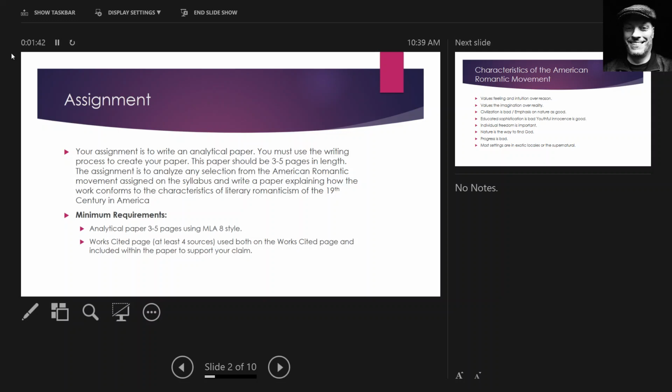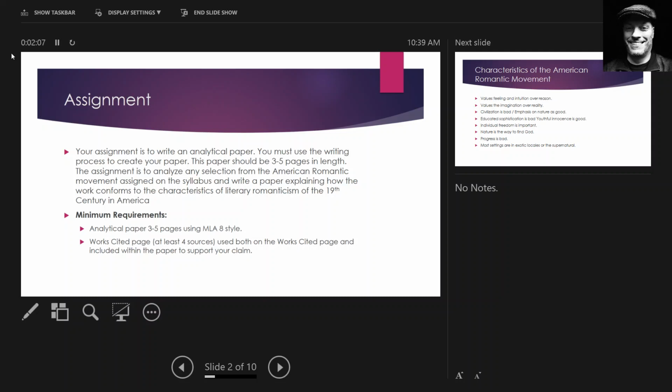That means that you're going to focus, though, on a single piece of American literature that is on the syllabus. So it's important that you take the time to really think about what you select so that you can select a piece that gives you enough mileage to have a discussion about the American Romantic movement that you can carry on through 3 to 5 pages and support with research.